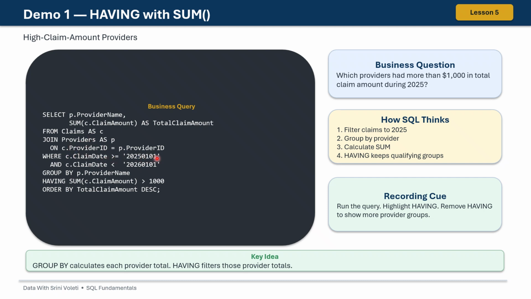Important wording: we are calling this total claim amount, not revenue. Claim amount is the claim amount in the database. Revenue would require a defined paid or recognized revenue field.